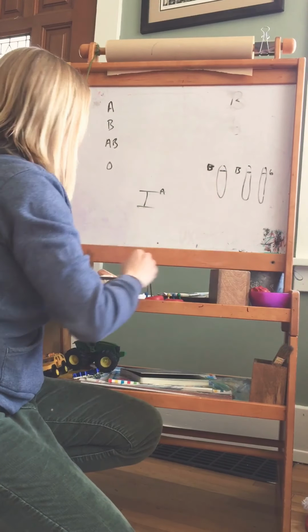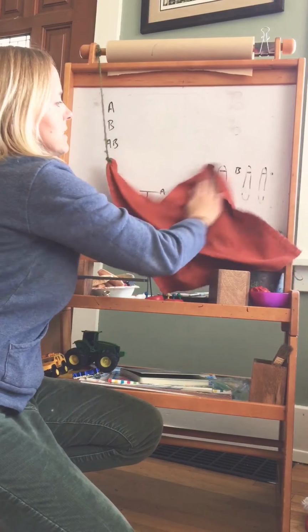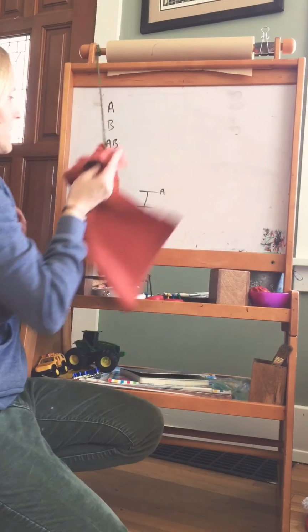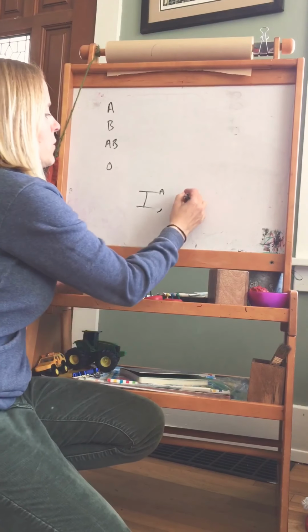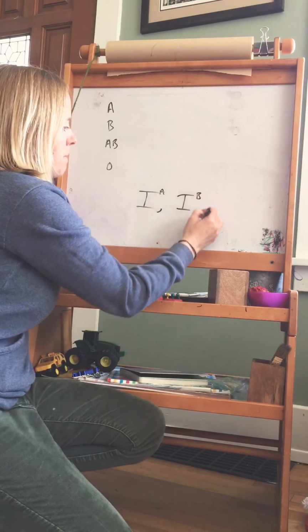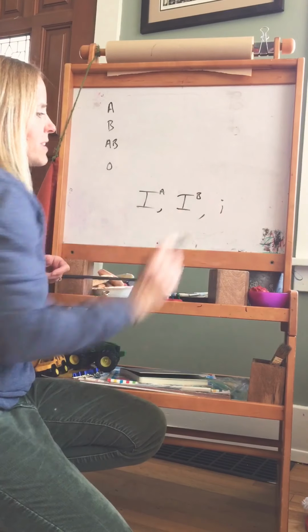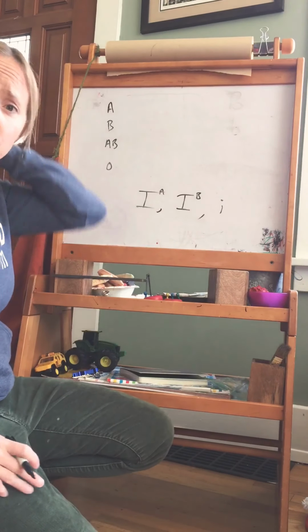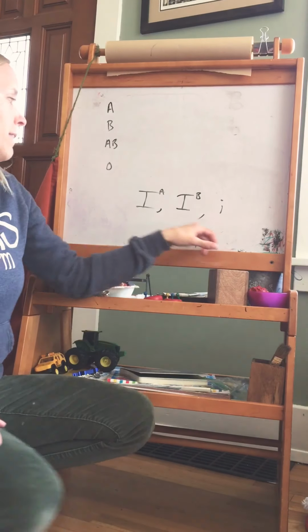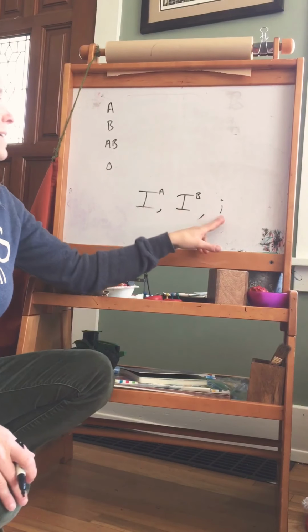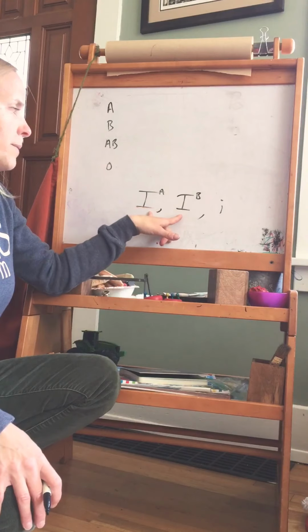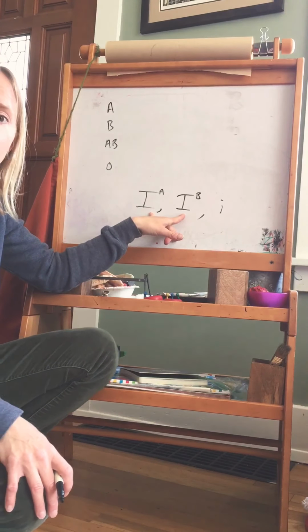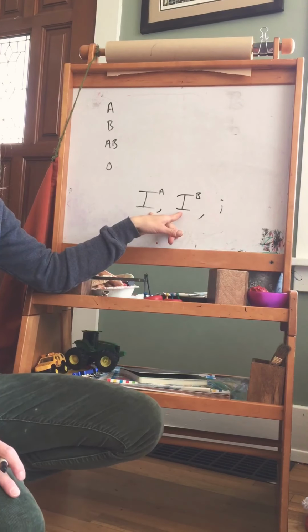That aside, let's talk a little bit about the 3 alleles that are in blood type. You have this allele, you have this allele, and the third allele we represent with a little i. Why do we represent that with a little i and these with capital I's? Because this is technically the recessive gene, and these are both dominant. So if you have one of these letters, you're going to show that phenotype.